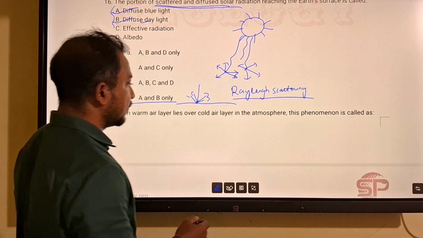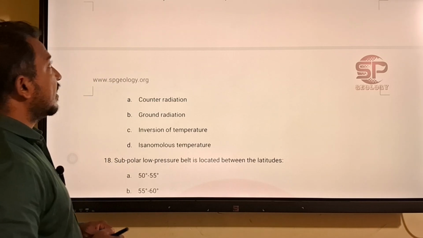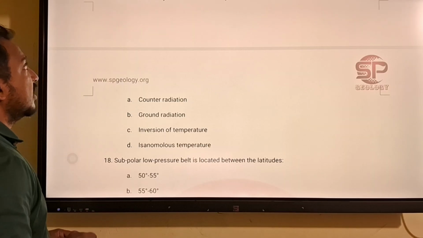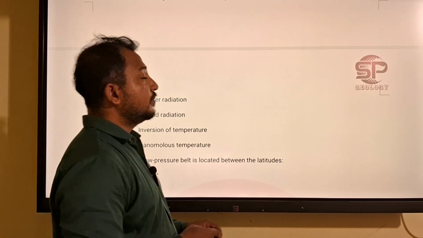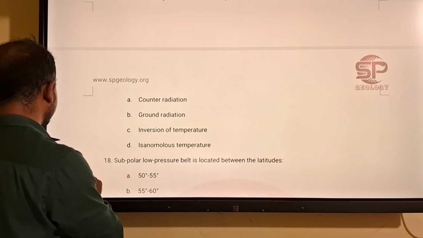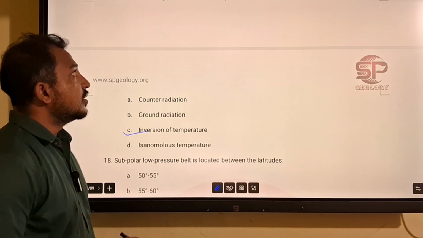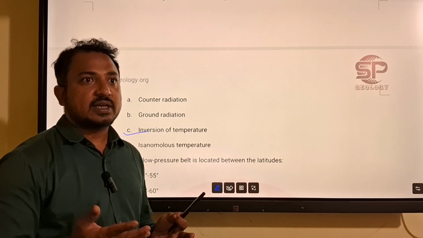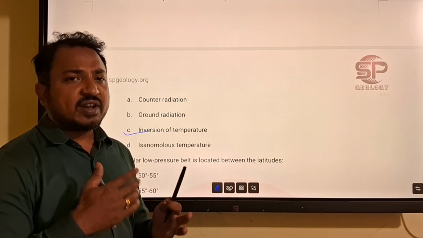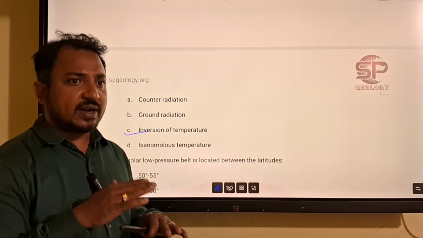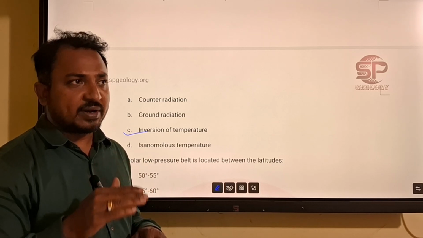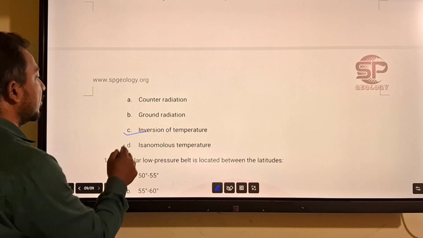When a warm air layer lies over a cold air layer in the atmosphere, this phenomenon is called as inversion of temperature. Sometimes in clear weather conditions, there is no significant mixing of air. So that's why you'll find a layer of colder air and warmer air. This phenomenon is called inversion of temperature.